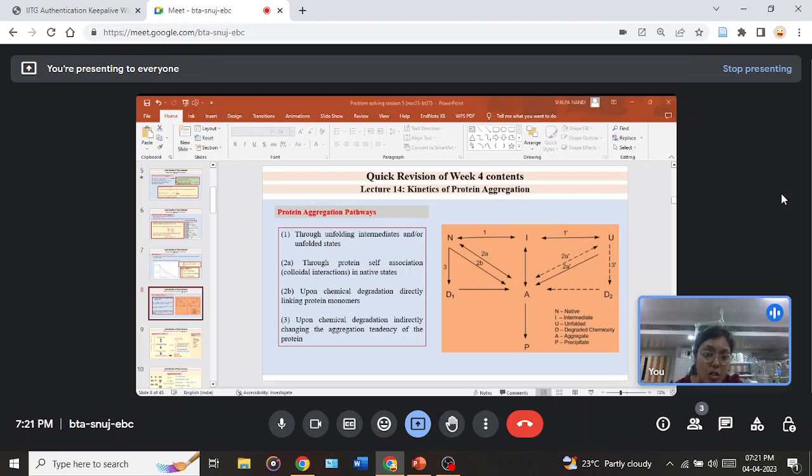And also in the pathways, you can see that the aggregate later on converts into a precipitate. So this is, as you can see, the arrow is on a single side, so it is basically a non-reversible one. Fine. So these are basically the four pathways by which the protein aggregates.